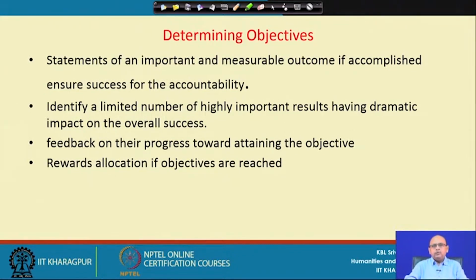So, what you are going to do here is that objectives are nothing else but statements of important and measurable outcomes. In different cases it could be different, right. So, you need to identify key result areas, and for each key result area you see what the results are which will have a significant impact on the success of the employees.